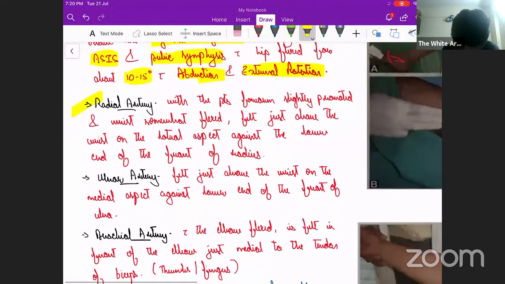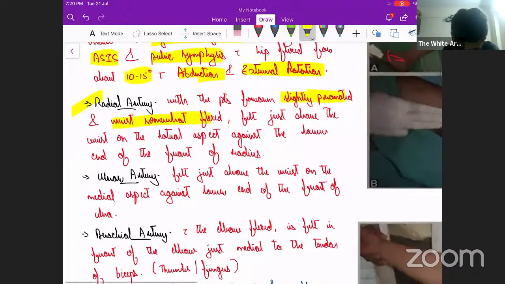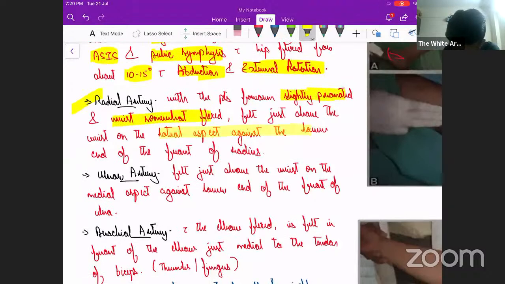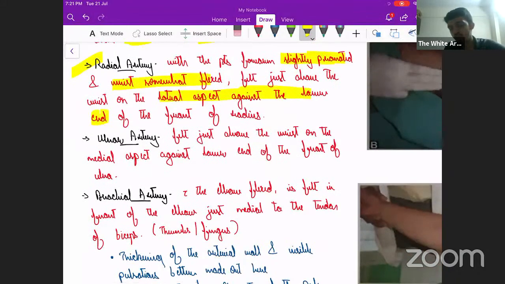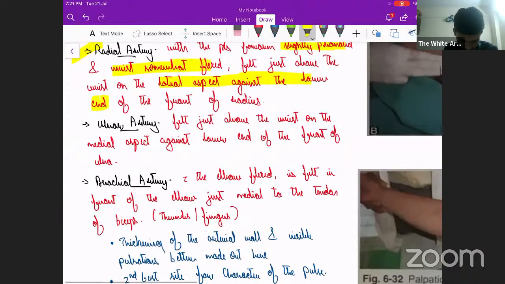So that is what is mentioned: with the patient's forearm slightly pronated and wrist somewhat flexed, it is felt just above the wrist on the lateral aspect against the lower end of the front of the wrist. Ulnar artery is right opposite. Radial is on the lateral side, this is on the medial side. That's the only difference.